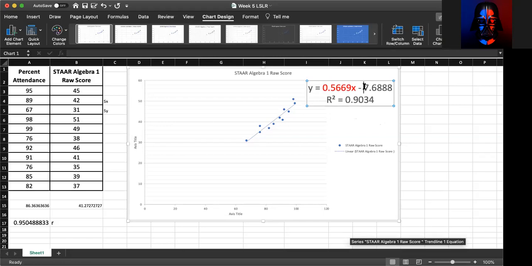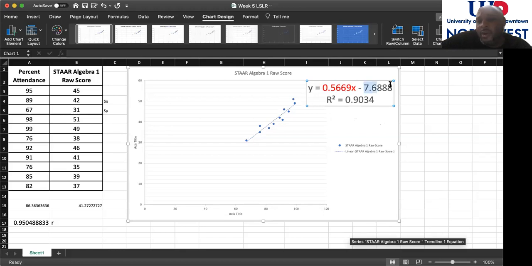Somebody else got a question? All right. So this is the slope at 0.5669x. Here is the y-intercept, this negative 7.688.